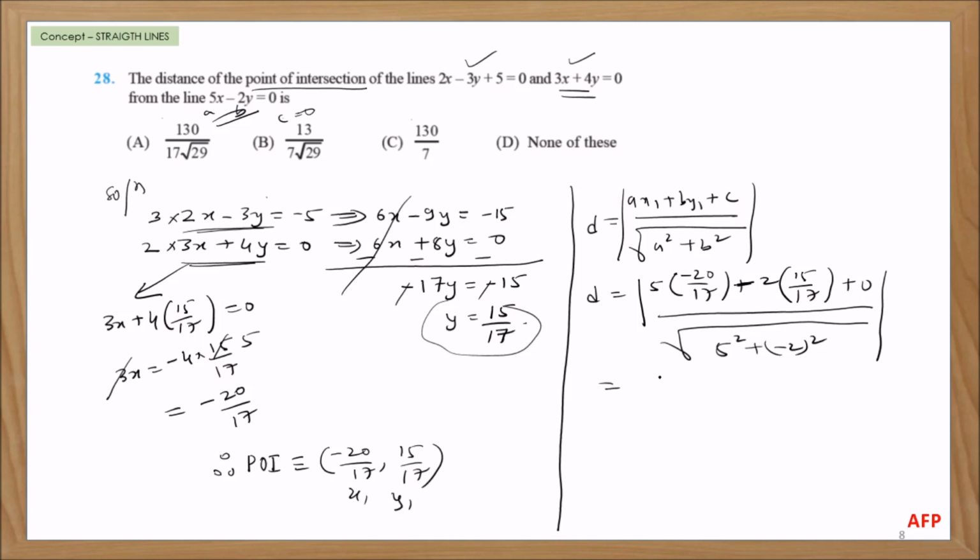So if you take LCM, 17 is in the denominator. This is minus 100 minus 30, it is square root of 25 plus 4, so it is 29. Magnitude, the minus sign is converted into plus sign. So this is the distance we are having. So here we have option A.